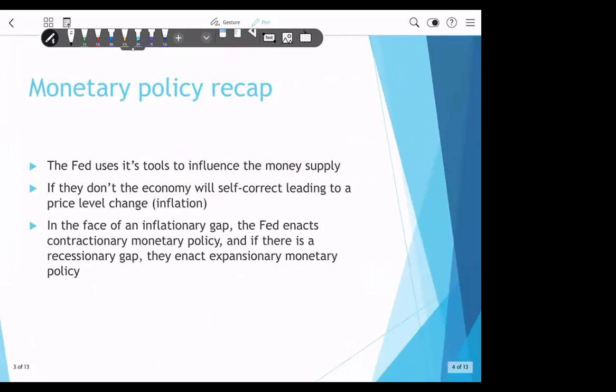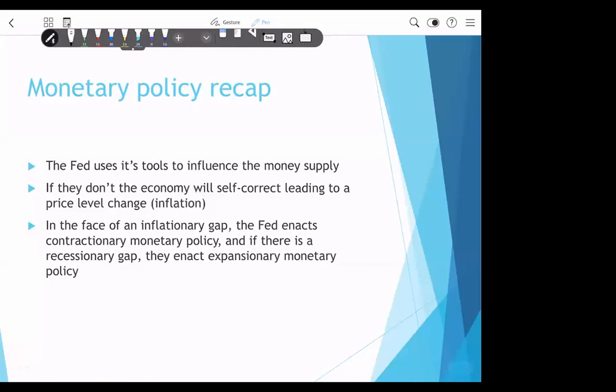Okay. Before we get started, let's go through this quick. Just a recap of monetary policy, some of the high points. The Fed, or the Federal Reserve, uses its tools to influence the money supply, right? They have these 3 different levers that we've talked about. But if they don't do that, the economy will self-correct, leading to a price level change, which is inflation, positive or negative. And then in the face of an inflationary gap, the Fed enacts contractionary monetary policy. And if there's a recessionary gap, they enact expansionary monetary policy, right? And we talked about the informal 6 steps that we had for how that works. You should know how those things work. You should know how to distinguish it from the self-correcting mechanism and its steps. And then today we're going to talk about fiscal policy and its steps. I definitely think that's something we're going to want to make sure that we understand the differences of. Okay.